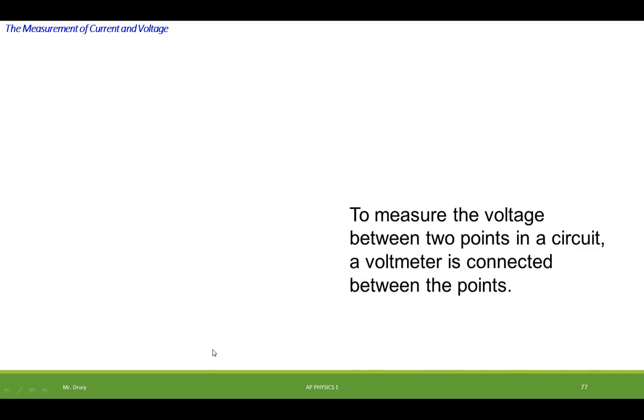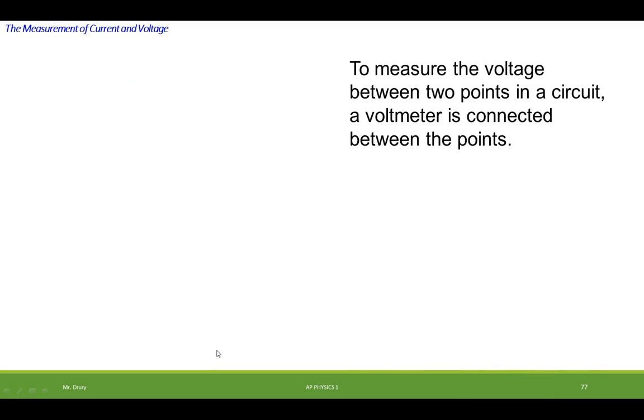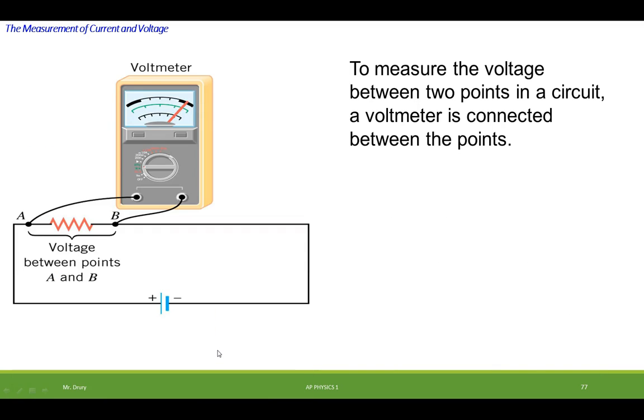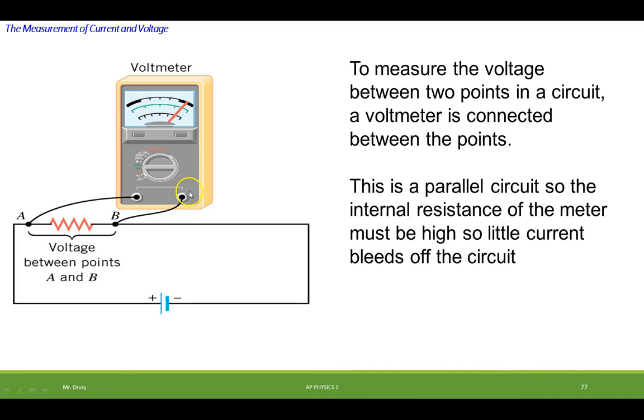And to measure voltage, voltage is measured between 2 points, and the meter is placed in parallel. And if you think about it, the internal resistance here must be extremely high, because if this was a low internal resistance, now the meter, all the current would choose to go through the meter instead of through the resistor. And that's basically how we place ammeters and voltmeters in circuits.